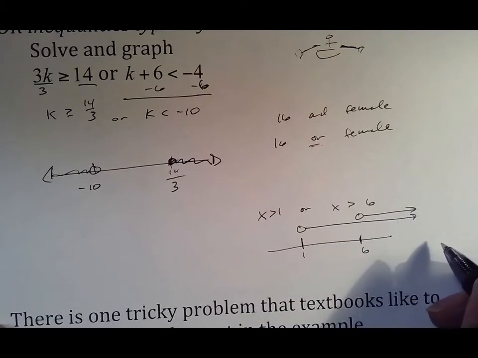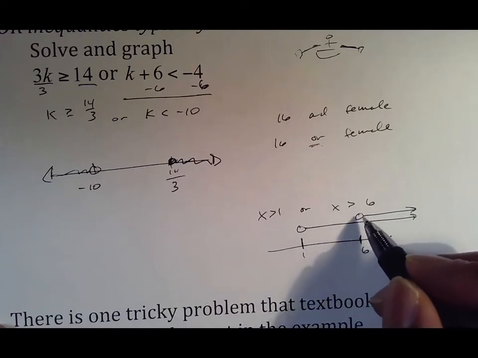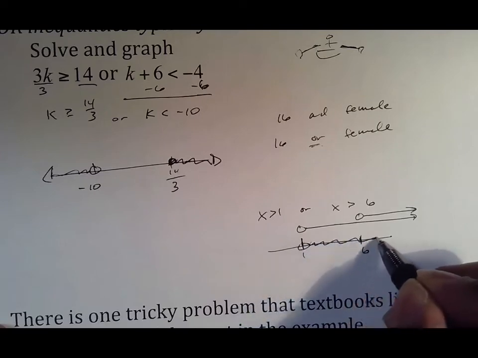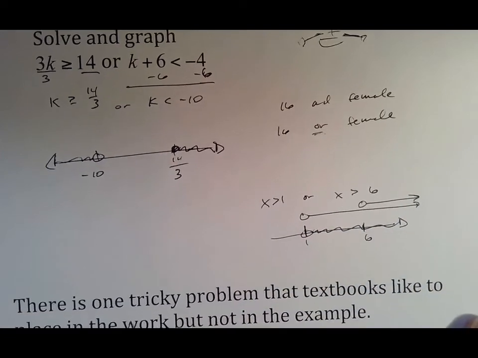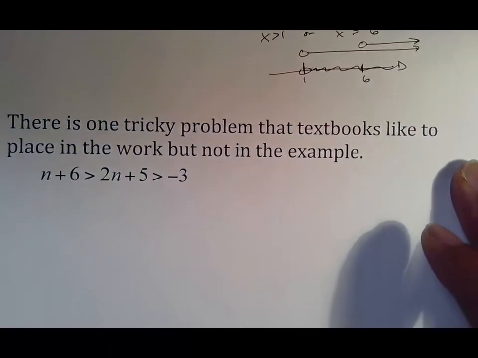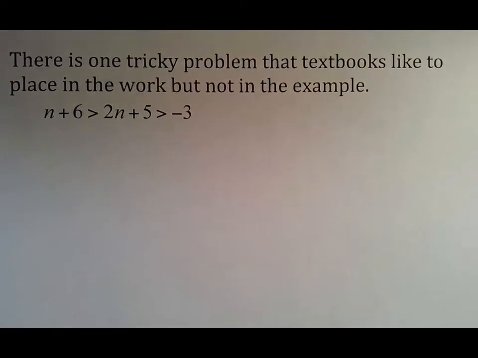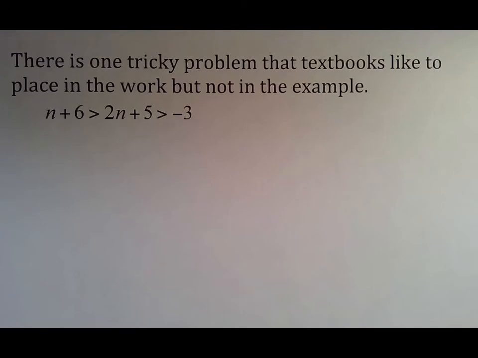This is tricky here. If this was an and, you'd want where they overlap, so it'd be 6 and bigger. But because it's or, you actually would just go ahead and do everything that it covers. But again, if that pops up, just come back and ask me, and we'll discuss it as we work through your stuff. There is one tricky problem that textbooks like to place in the work, but typically not in the example, and it's this one.